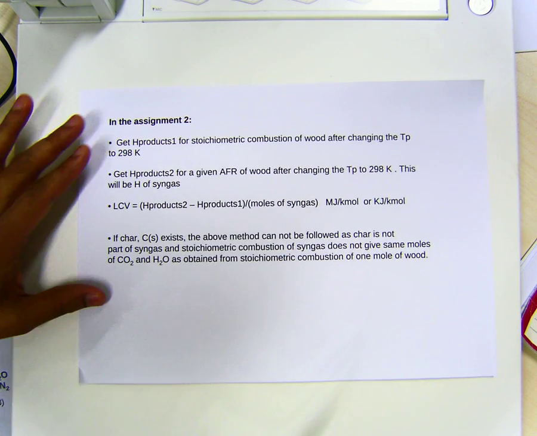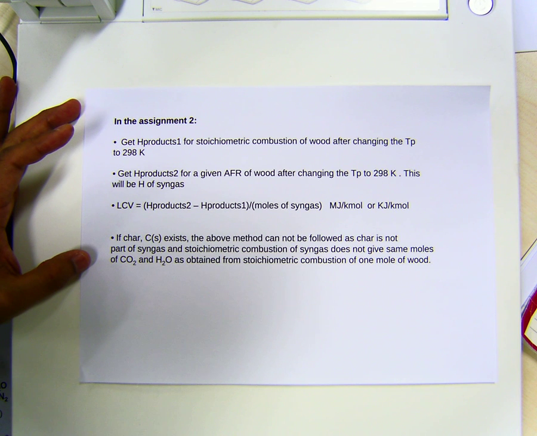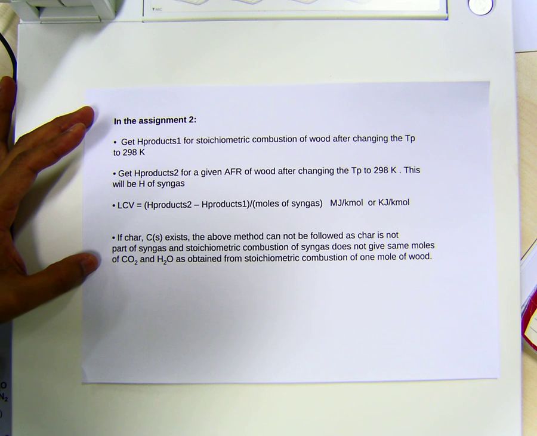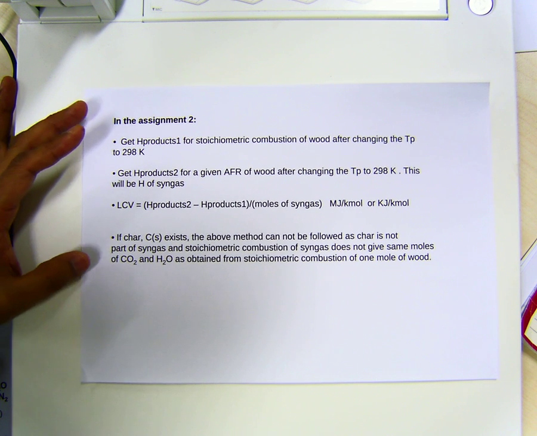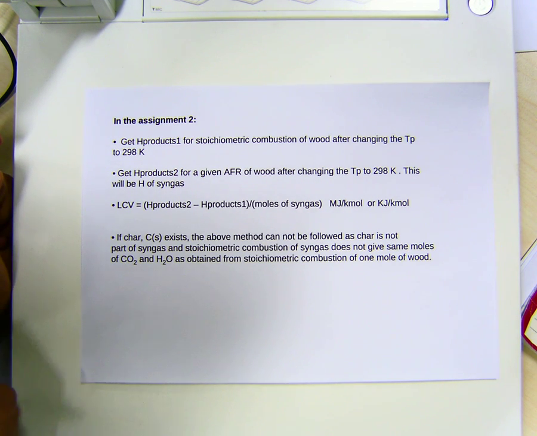Coming to the point, as I told, in assignment 2, in 2 or 3 different questions, you're asked to estimate LCV of syngas. The assignment 2 is about gasification of wood. So you get different compositions of syngas with different moisture content in wood, and different air fuel ratios. For all those different compositions, you're asked to find out LCV of syngas.